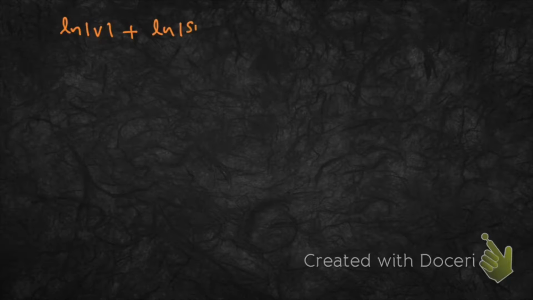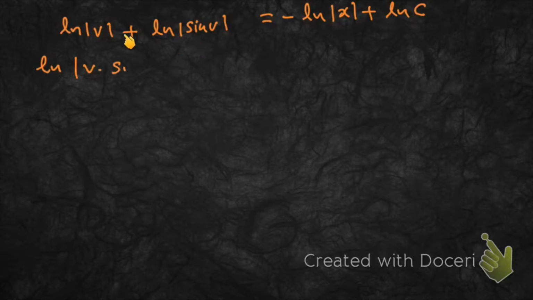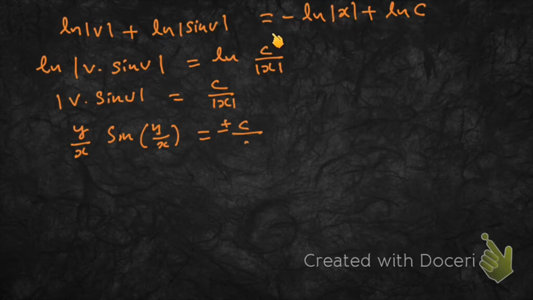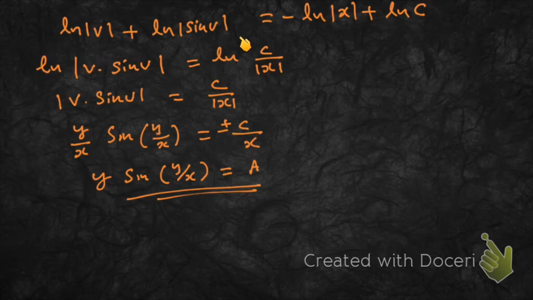So this is the stage where we have reached now. I look at the left hand side, that looks like log a plus log b, which becomes log of a into b, and on the right side it is like log a minus log b, which is log of a by b. I removed the two logs from both sides, so what I have is modulus of v sine v is equal to c by mod x.